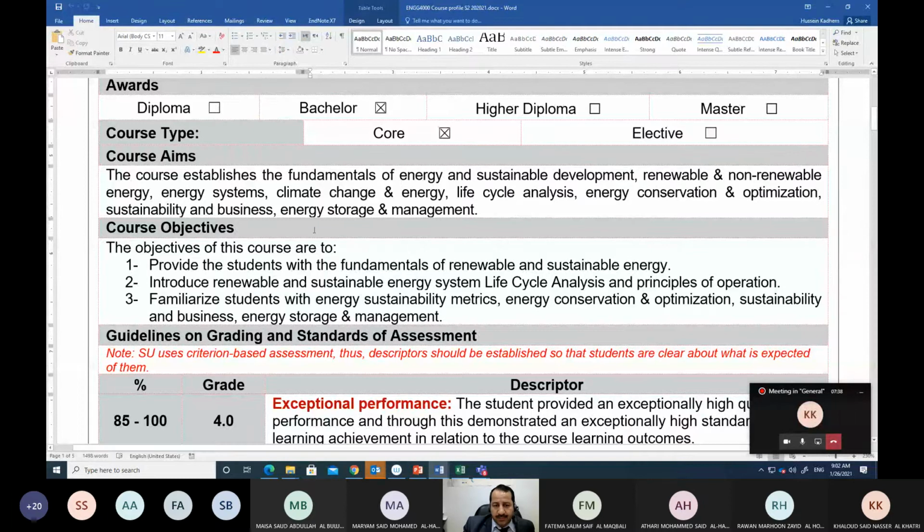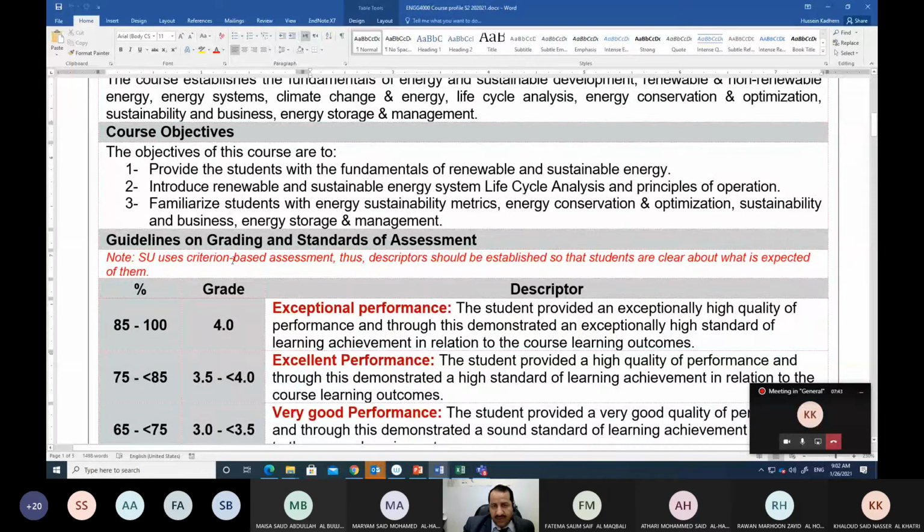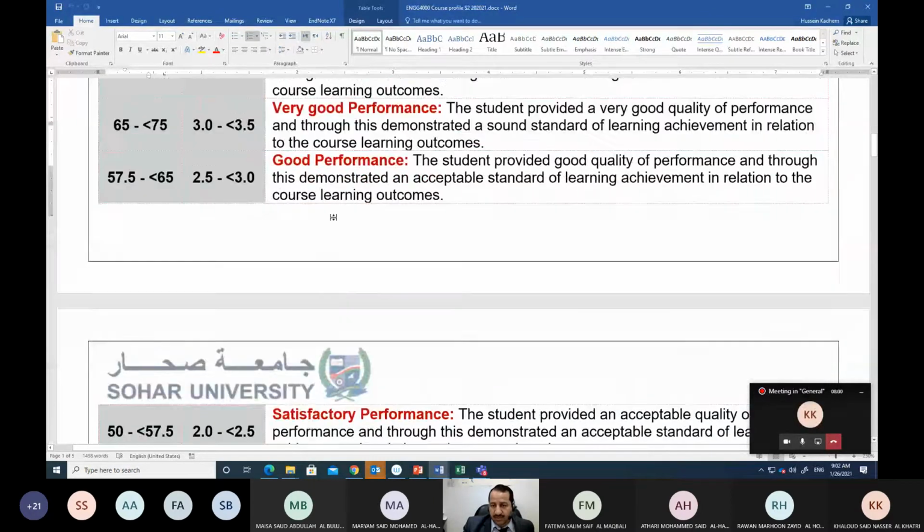Now, the objective of this course, I will read it from this slide here: provide the students with fundamentals of renewable and sustainable energy, introduce renewable and sustainable energy system life cycle analysis and principles of operation, familiarize students with energy sustainability metrics, energy conservation, optimization, sustainability and business, energy storage and management.